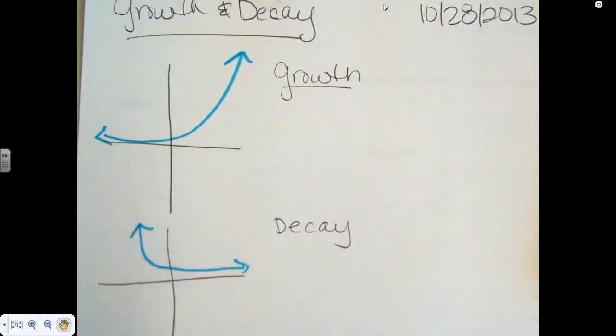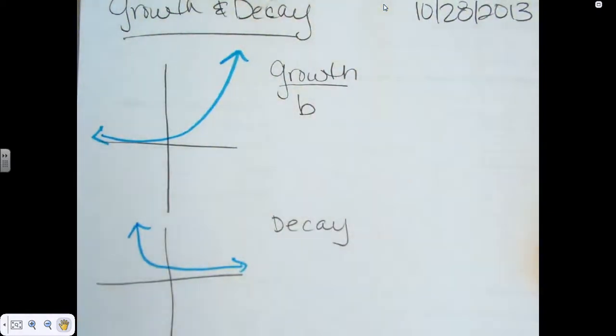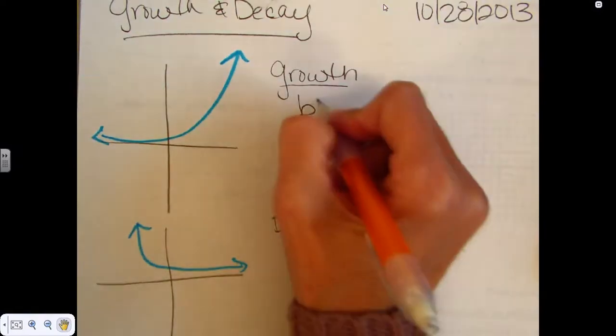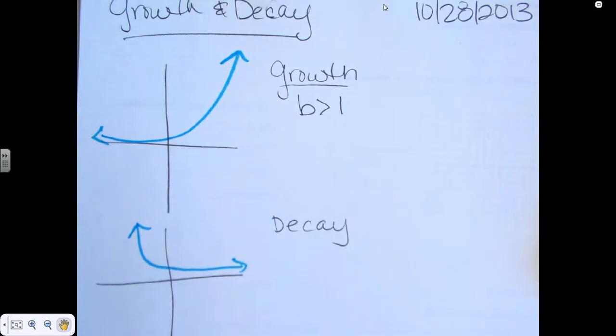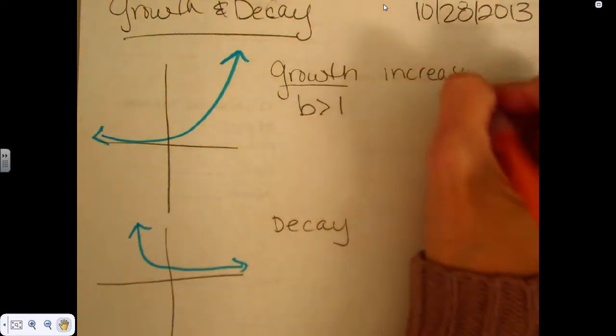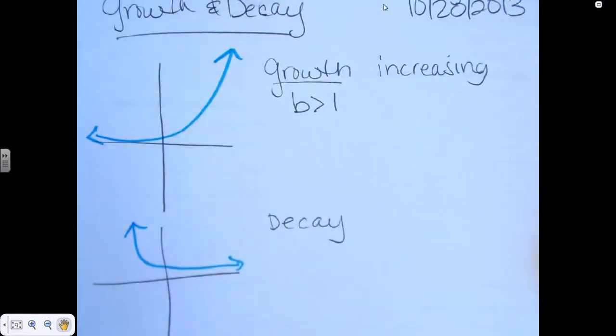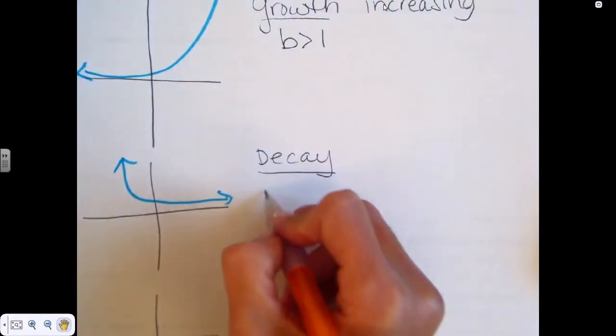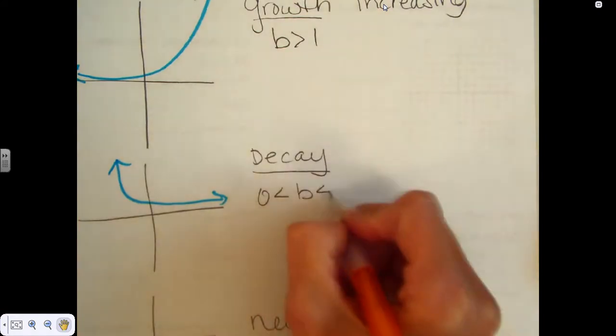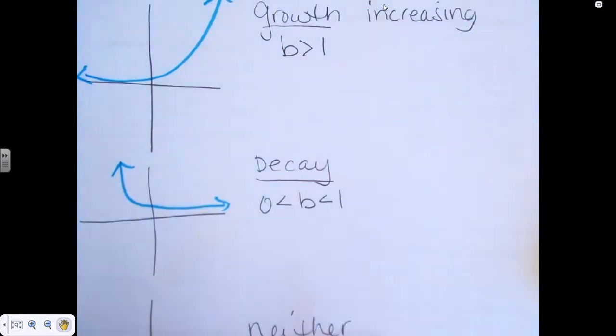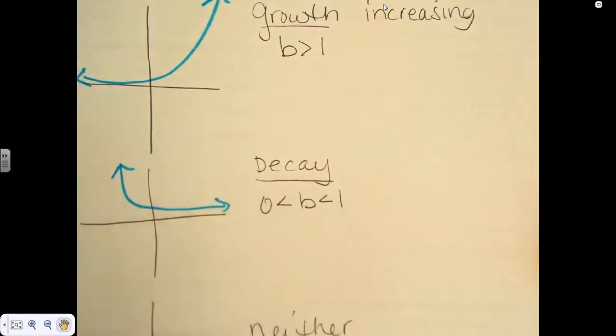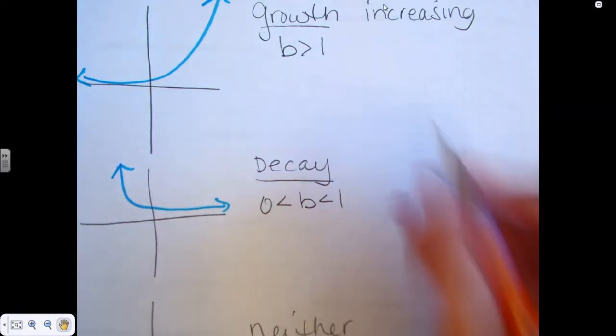Okay? Your growth, in order for it to be considered a growth, your b, and we know b is your base of the exponent, is greater than 1. Okay, so if my b is greater than 1, I know it's a growth, which means I'm increasing. Well, a decay is where b is greater than 0 and less than 1. So if my b is basically a fraction, 1/3, 2/3, 1/5, smaller than 1, it is a decay, and it is decreasing.